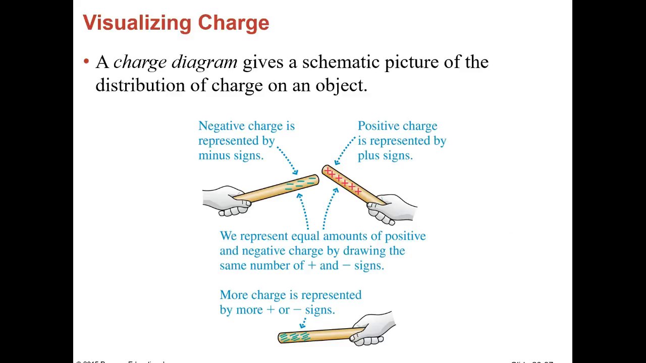A charge diagram is a really useful item. This just gives us a picture of all the charges that are on an object. If I have an excess positive charge, you'll see it as pluses. Excess negative charge would be negative. And the more pluses or negatives that I have will tell us how strong that charge actually is. So that tells us what's going on.